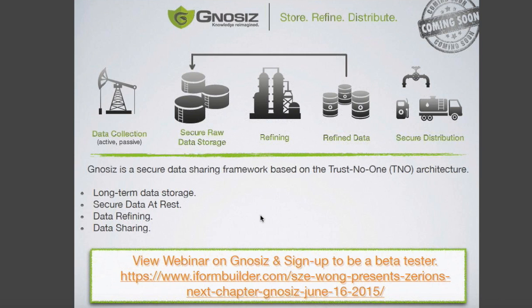Okay, so Gnosis is really, really exciting, and it's basically a new part of the Zerion software, I guess our Zerion software company as a whole, and it's a new product. So we have iFormBuilder as a product. We're going to have Gnosis as a product. We also have the Thunderplug as a product. But Gnosis is amazing, and it's going to be coming in 2015 is the plan, or hopefully it'll be rolled out in 2016. But it allows you to store data, refine your data, and then distribute your data.